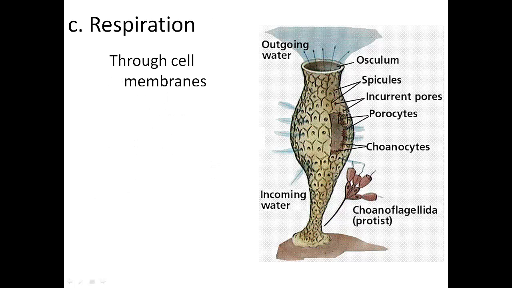Sponges breathe. They're animals, but they don't have lungs or gills. All that they do is they breathe through their cells, basically. Remember we talked about ways of respiring before? Basically oxygen can diffuse in, carbon dioxide can diffuse out of their cells.